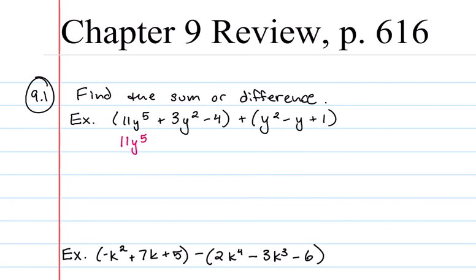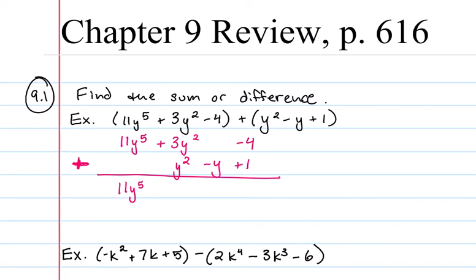So I'm going to rewrite 11y to the fifth plus 3y squared and then minus 4, leaving some spaces for blank terms here. And then I am adding, so I put a big plus sign over here to the left, a y squared, making sure to line up my terms, minus y plus 1, and then I draw my big line underneath. Alright, so 11y to the fifth is not being added to another term with an exponent of 5. But here I have 3 plus 1y squared, so that is 4y squared minus y, and then negative 4 plus 1 results in a negative 3. So that would be if I were to line them up vertically. That is my final answer: 11y to the fifth plus 4y squared minus y minus 3.